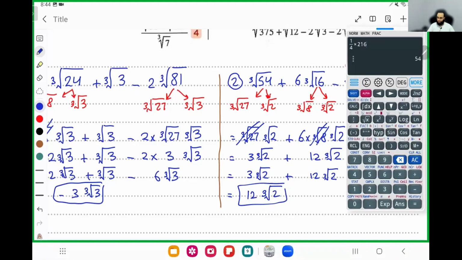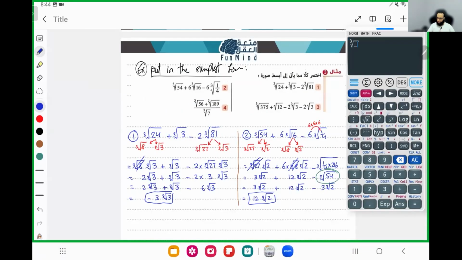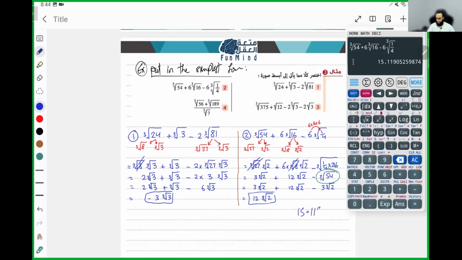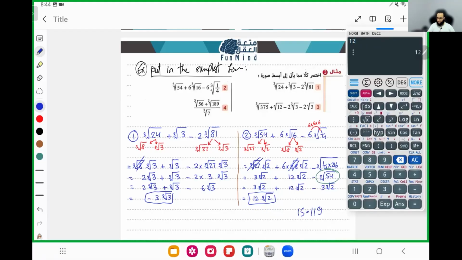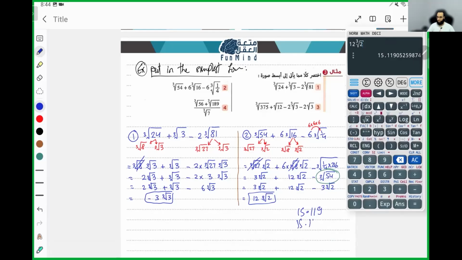Let's check the calculator. Shift root, cubic root 54 plus 6, shift root 16 minus 6, shift root 1 over 4. As a decimal, it's 15.119. Write this part on the calculator. If it is the same decimal, you are correct. Is it the same decimal? Yes, it's the same decimal. So we are correct. Okay?